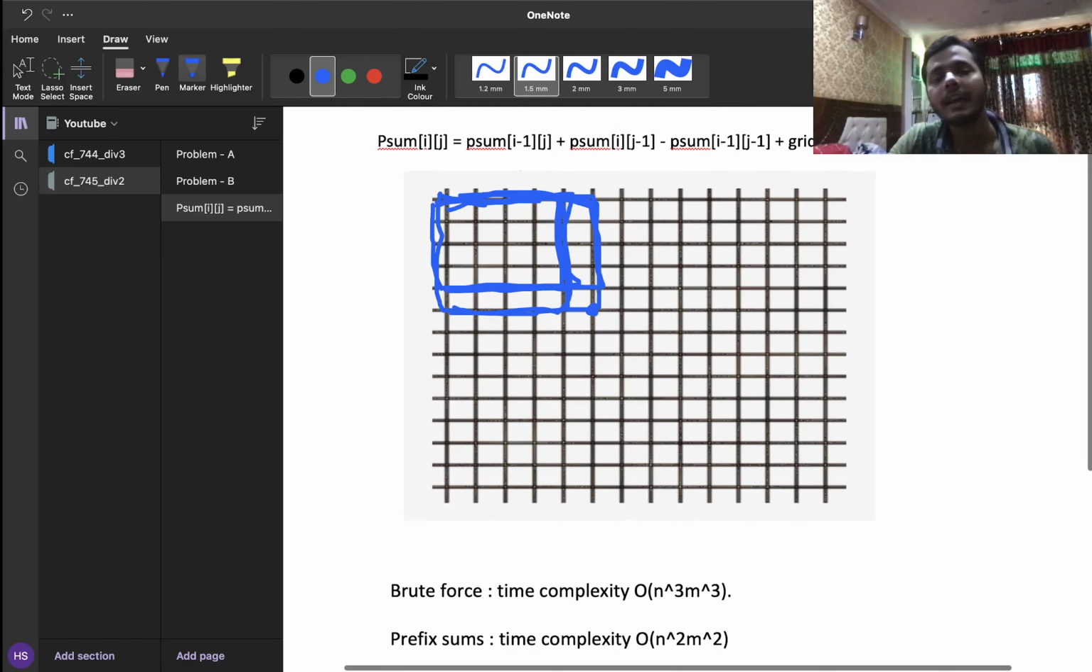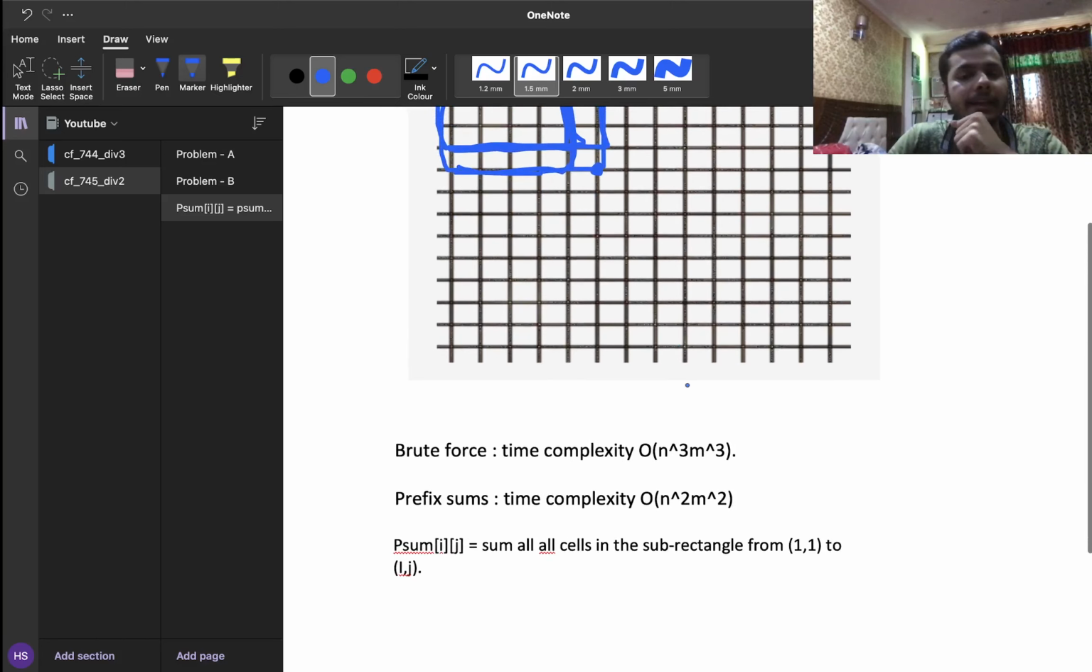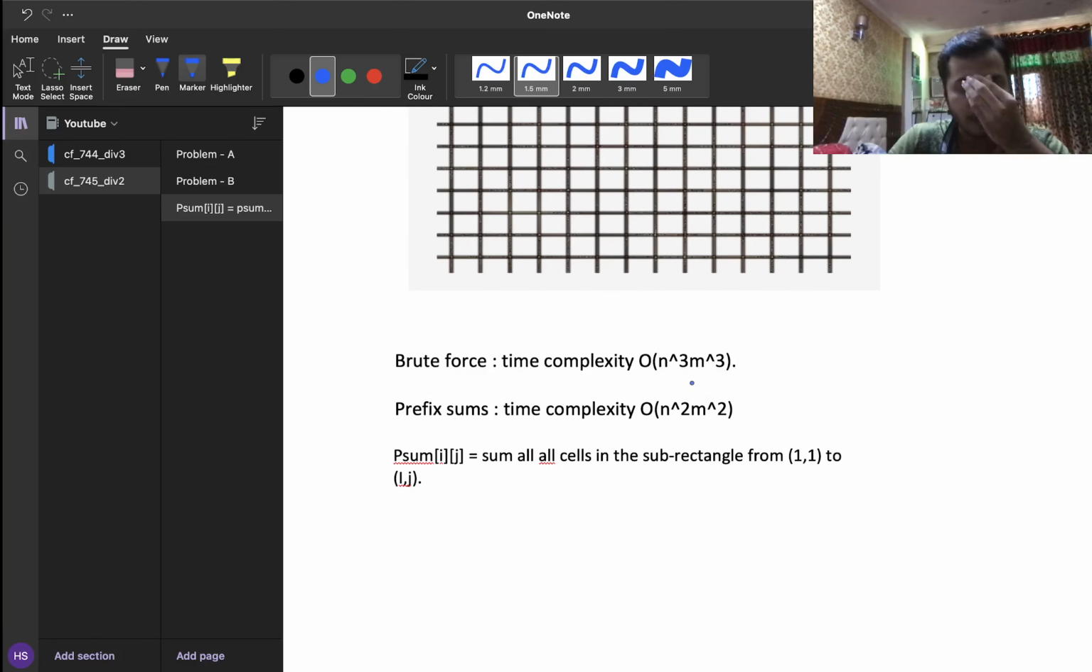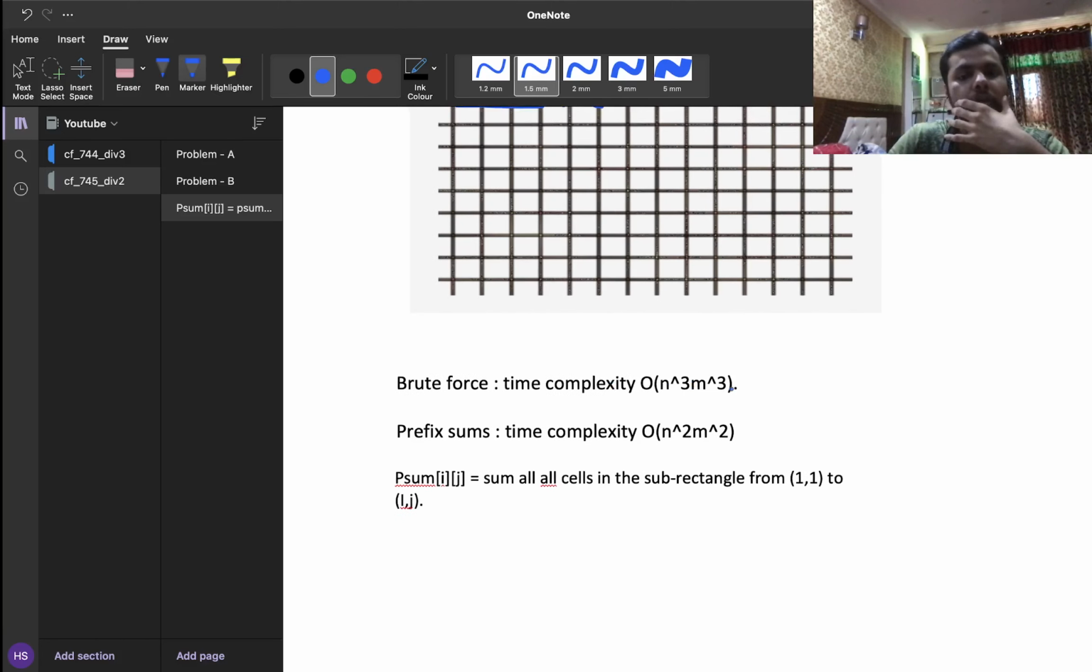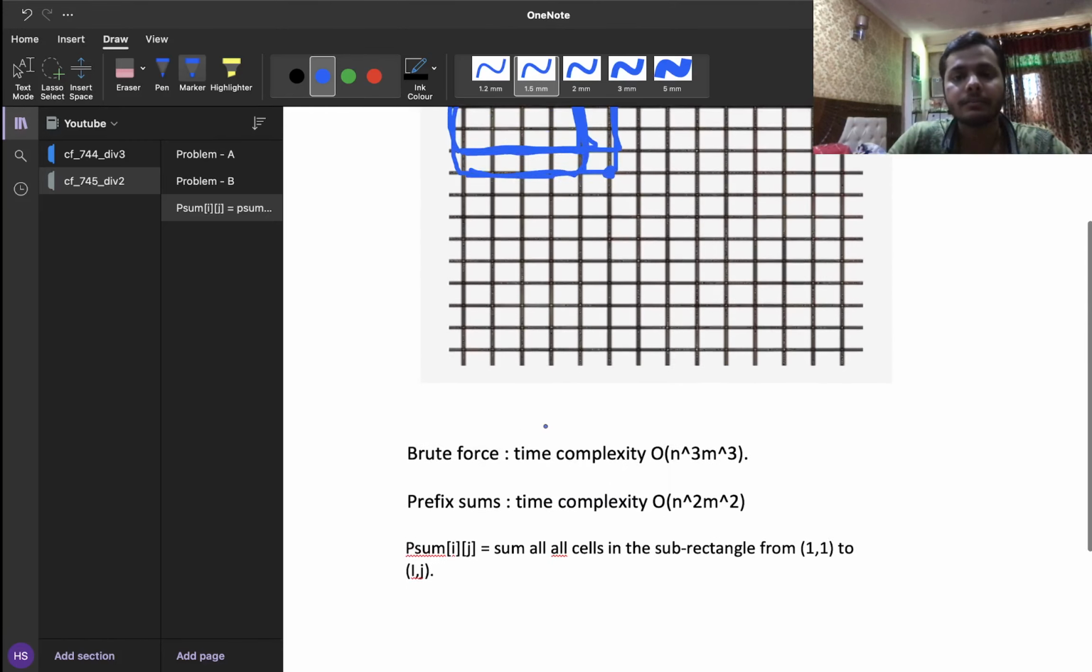So yeah, I have calculated the prefix sums array in linear time, O of n m time. Great. So now that I have the prefix sum array, how do I optimize it? How do I use it to optimize my solution from O of n cube m cube to n square m square? Let's look at that.